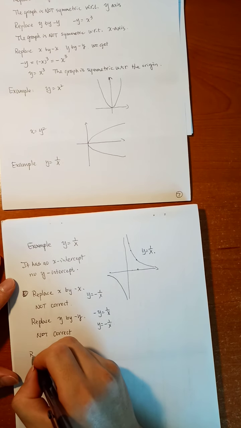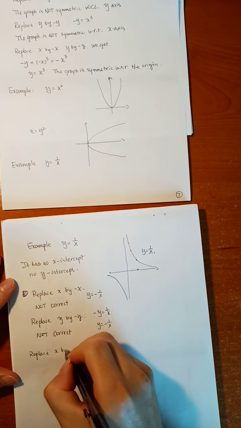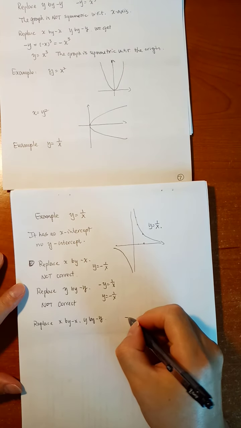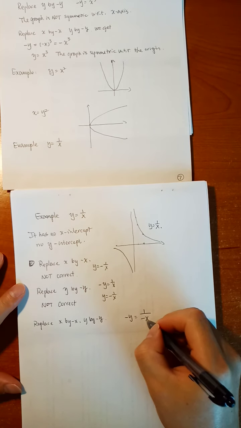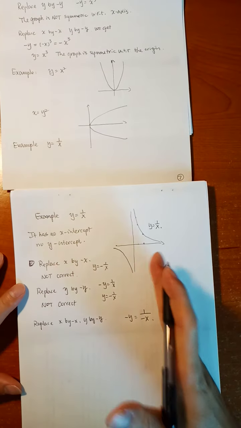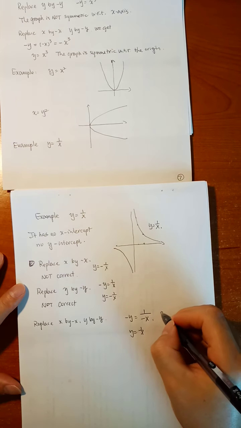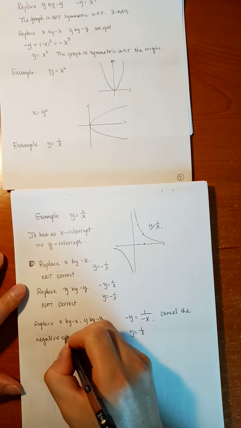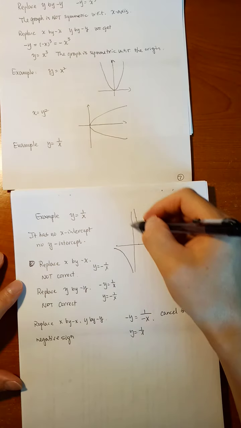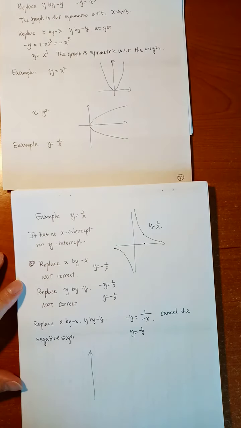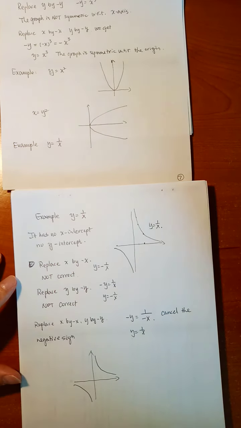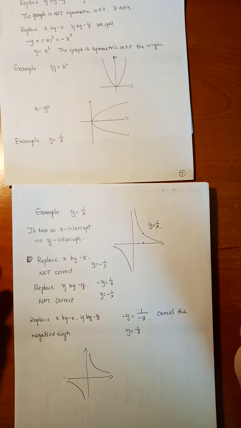And the final thing is to replace x by negative x and y by negative y. This time y becomes negative y, and x becomes negative x, so 1 over negative x. Those negative signs can be cancelled, because one comes from the left, the other from the right. So if you use a plot to compute it, it's going to be this one. We don't need to sketch it again.